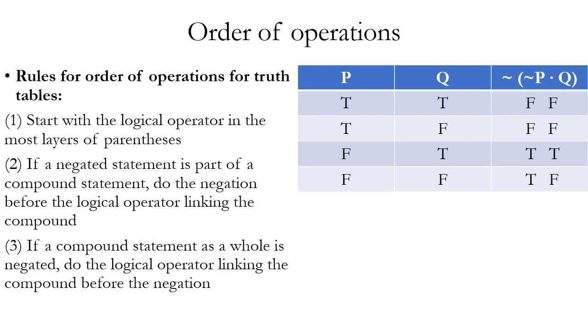The answer is the dot, or the conjunction, is going to be false on any row where at least one of its conjuncts is false. It's only going to be true on a row where both of the conjuncts are true. You can see on rows 1 and 2, tilde p is false, so that means that the dot is going to have to be false.